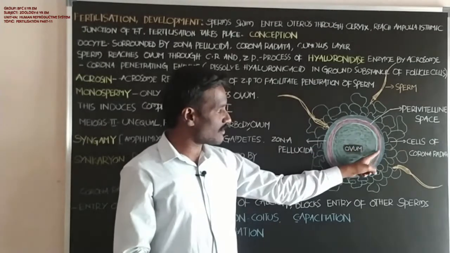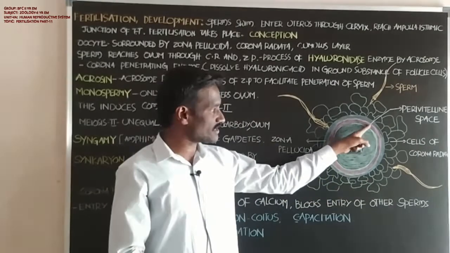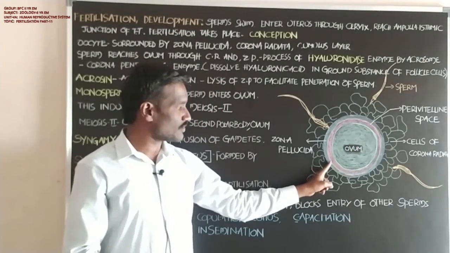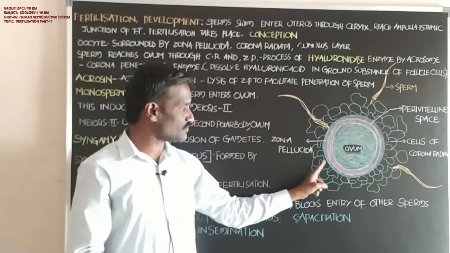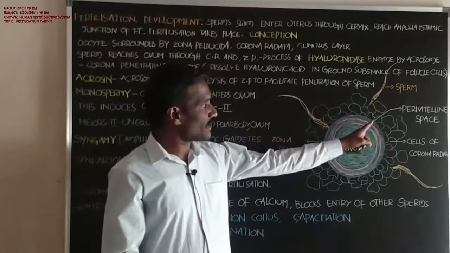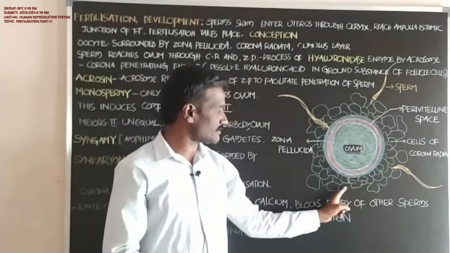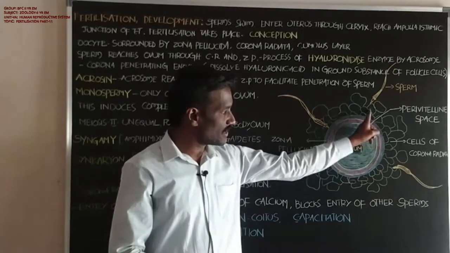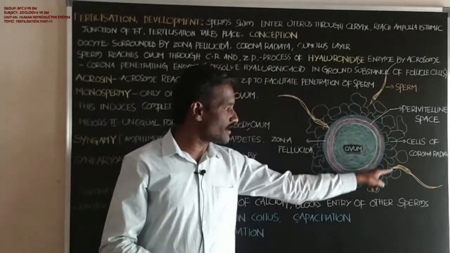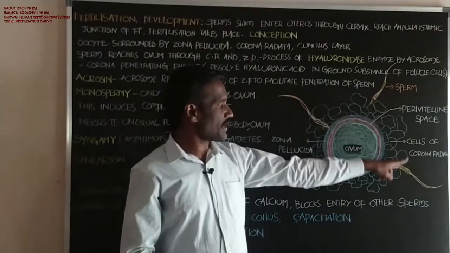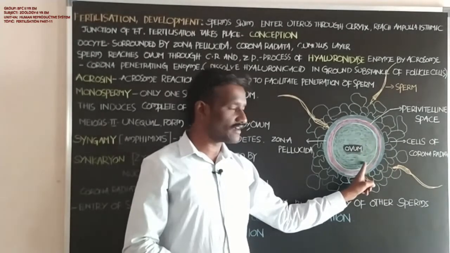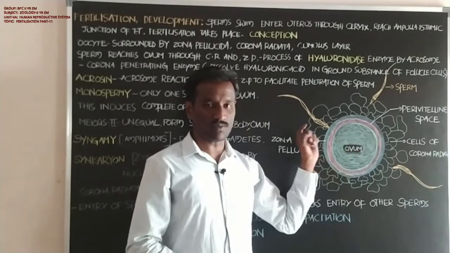This region is called the perivitelline space, students. It is the perivitelline space. Totally, the ovum is surrounded with the zona pellucida. This is the zona pellucida. Another set of cells forms the corona radiata, the cells of the corona radiata, students. These are the sperms, a number of sperms trying to enter the inner part of the ovum.